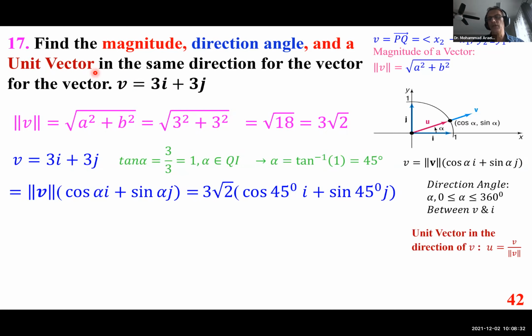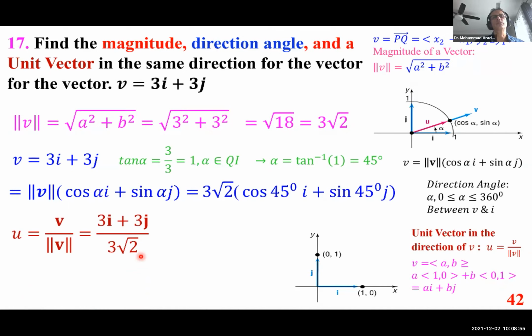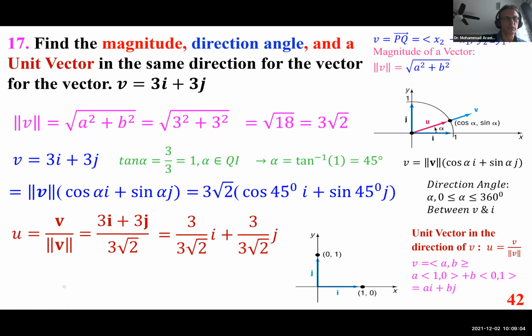Now, the last part is the unit vector. How do we get to the unit vector? We simply divide by the magnitude. As far as the unit vector, a times 1, 0 plus b times 0, 1 is ai plus bj. So you divide by 3 square root of 2. They cancel each other. We get 1 over square root of 2. And 1 over square root of 2 is the same as square root of 2 over 2. And we are done.